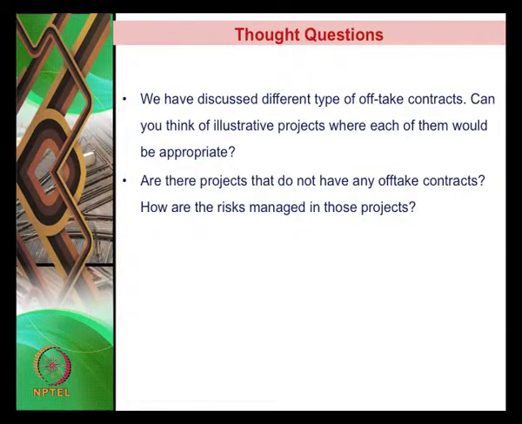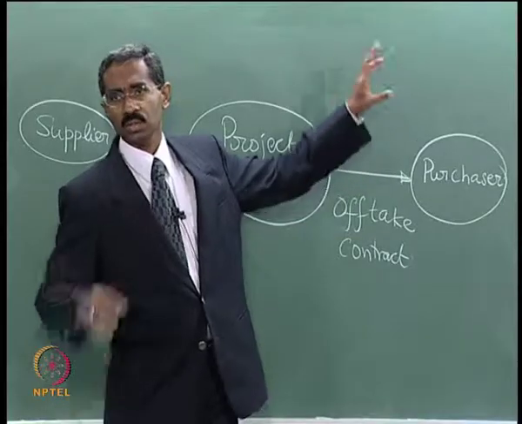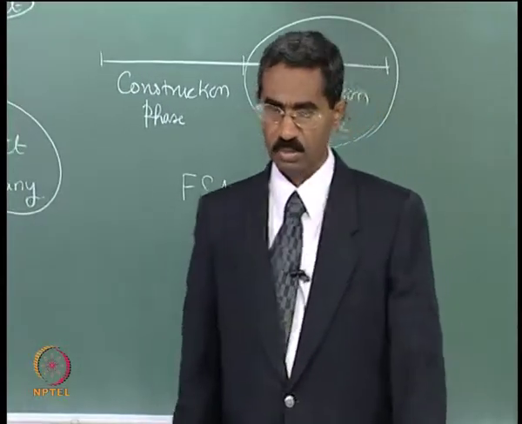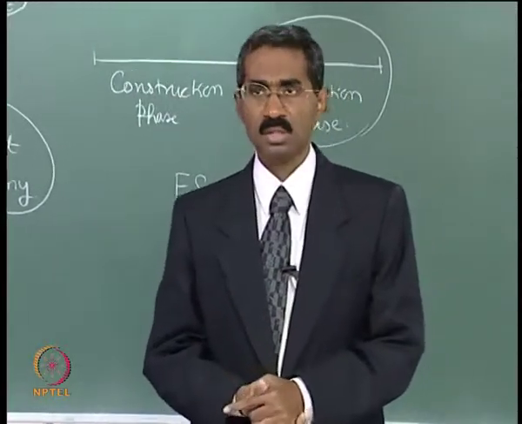So the question that I have for this lecture is, we have discussed the different types of offtake contracts. Can you think of illustrative projects where each of them would be appropriate? Where will you actually use a throughput contract? Where will you use a long term sales contract, and so on? The second question is, are there projects that do not have any offtake contract, that do not have any contract with the purchaser or with the market or any other body? How are these risks managed in those projects? Okay. So think about these two questions and we will discuss this in the next lecture.